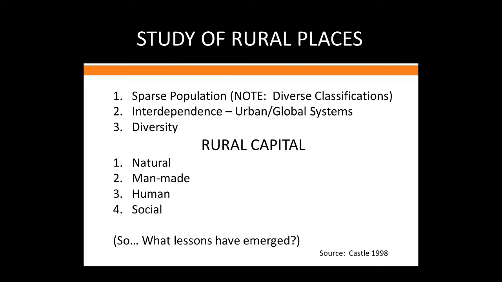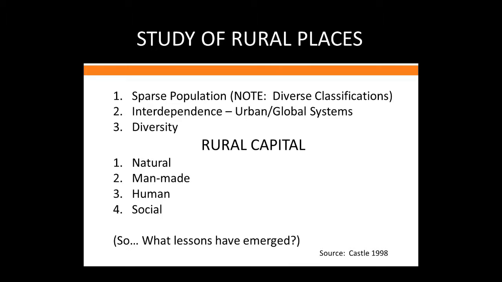What do we know about how we study rural places? I found a wonderful article by Castle that talked about this study of rural places, and he noted 3 key points, and I think those slides and some slides that follow will emphasize this. First of all, much of rural America has a sparse population, few people per square mile. This is not always the case.